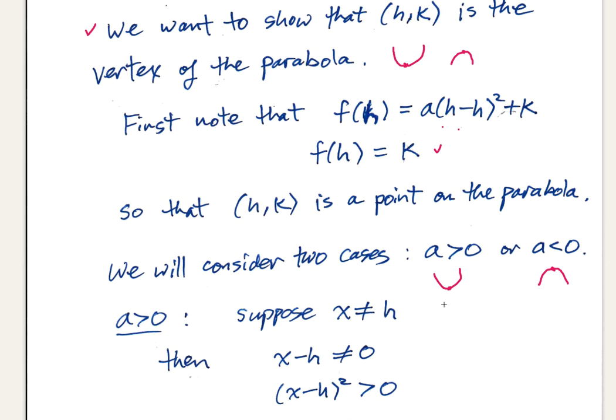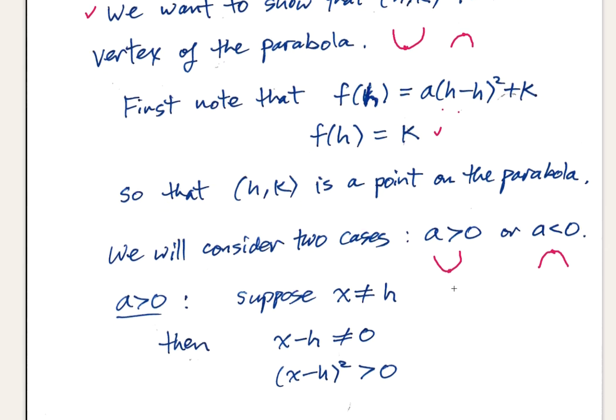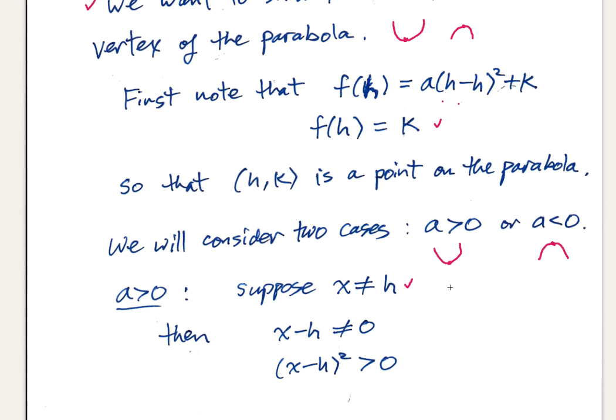Now, in the case where a is greater than 0, I am going to be attempting to show that the point (h, k) is actually a low point on the parabola with respect to y. So it's a y minimum. Now, here's what I'm going to do. Suppose I take any value of x, I don't care what it is, but that value of x is different than h. That's all I'm asserting right now.